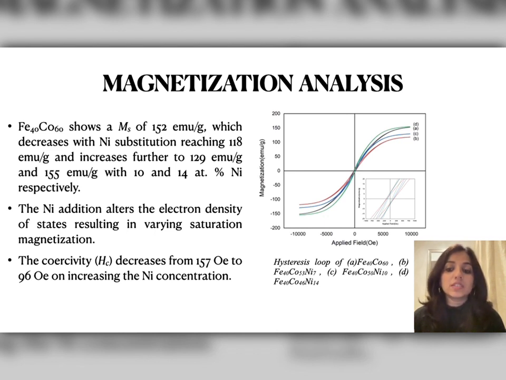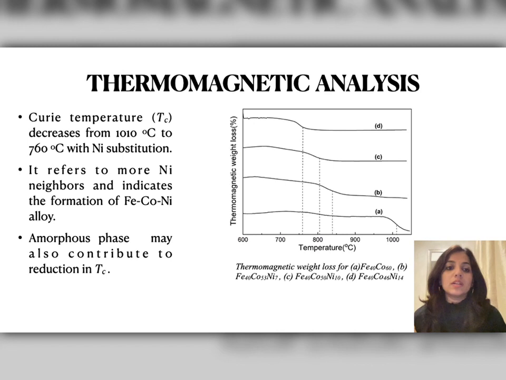The coercivity decreases from 157 to 96 on increasing the nickel concentration from 7 to 14 atomic percent. The magnetocrystalline anisotropy of iron nickel is lower than that of iron cobalt alloy, and it suggests the reduction is due to nickel addition. The figure shows the thermomagnetic analysis of iron cobalt and iron cobalt nickel alloys.